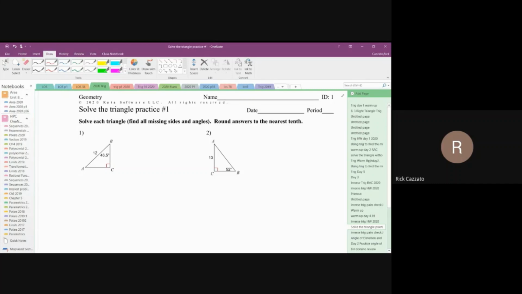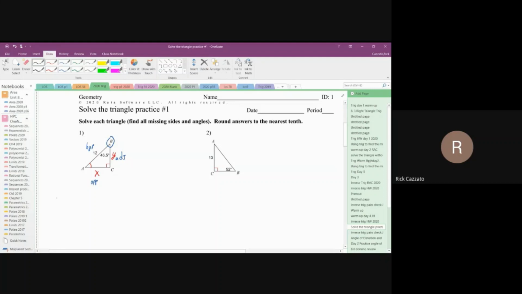All right, so if you look at problem number 1, I'm going to call AC X and BC Y. And the goal is to find all the missing angles along with the missing sides. So I will need to find angle A. So I'm first going to find X. So I know if I circle angle B here, 12 is the hypotenuse, X is the opposite, and Y is the adjacent. So I could use right triangle trig to find X.